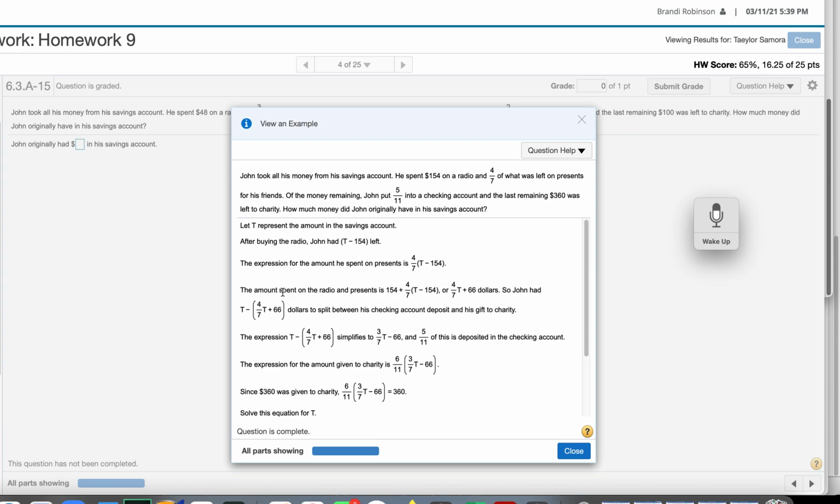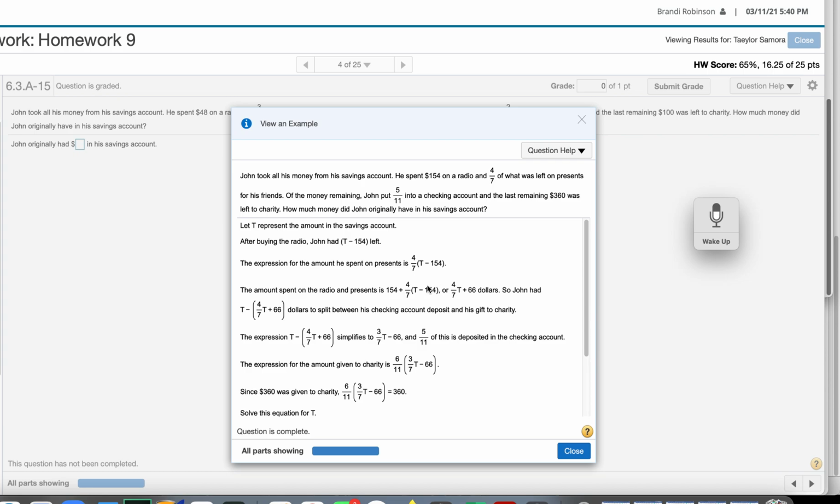Now, I can simplify this statement by doing a little bit of tricky math here. If I want to think about the amount of money spent between the radio and the presents, he spent 154 on the radio, which is where this comes from. Then he spent 4/7 of T minus 154 on the presents. So basically I have that starting amount, I have to subtract 154 from it, and then I have to subtract 4/7 of the subtraction of that 154. So that's where this line of work comes from.